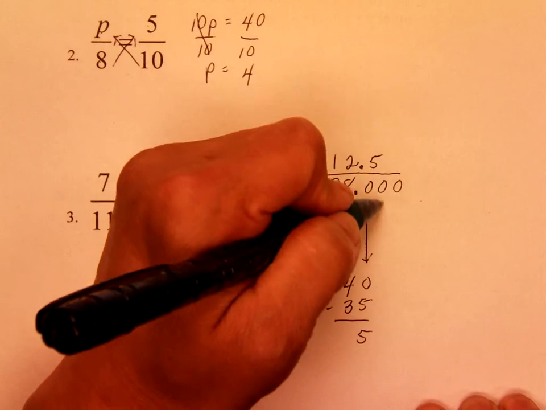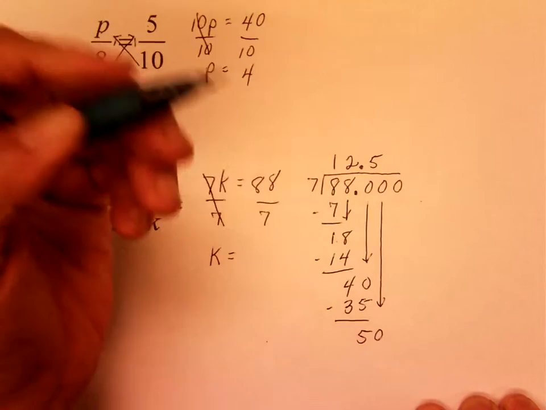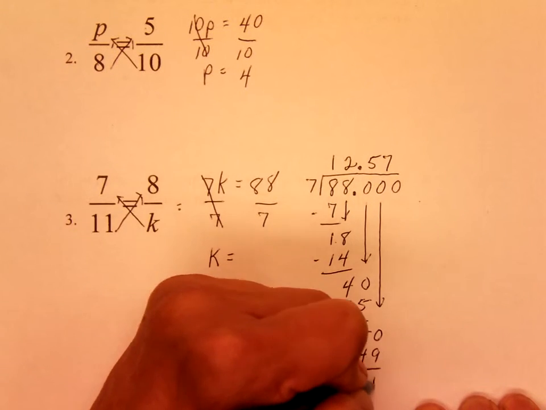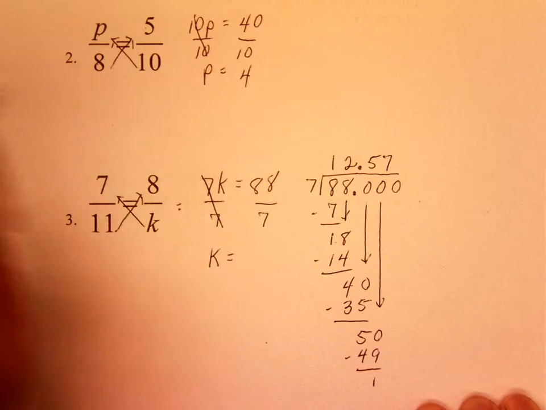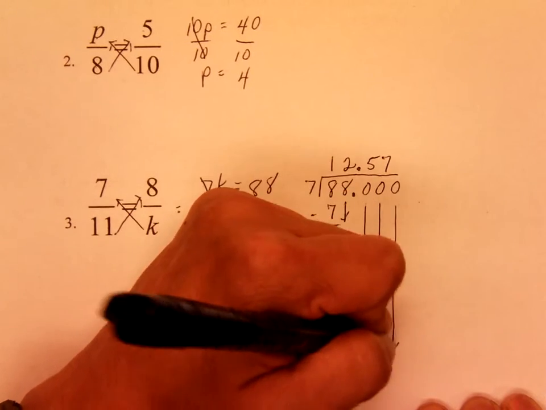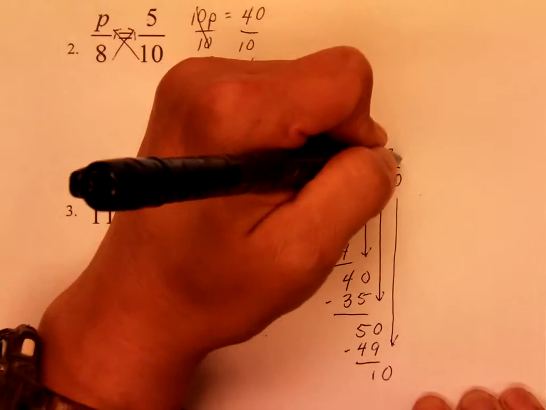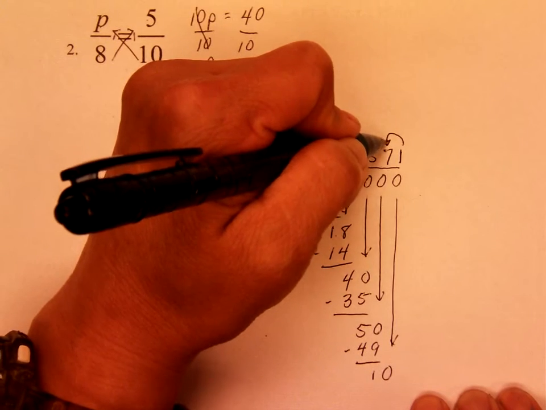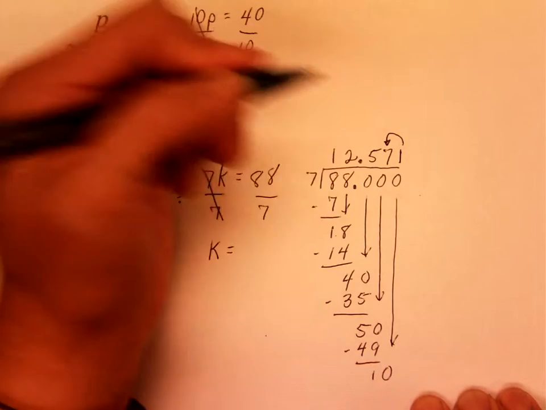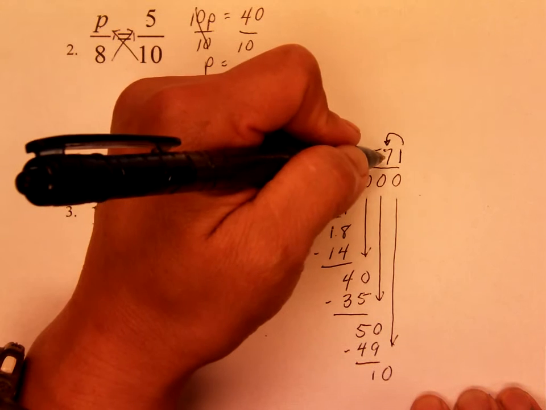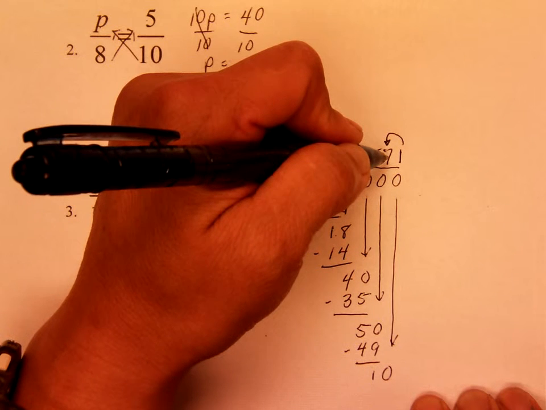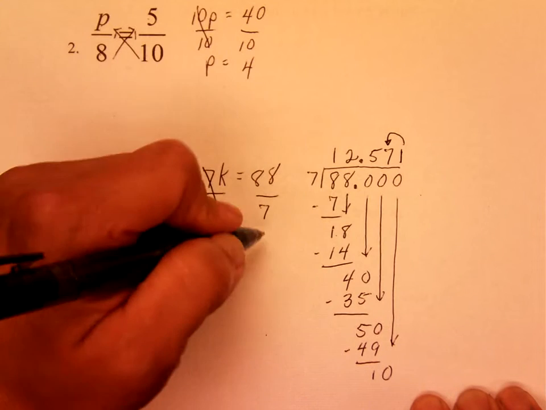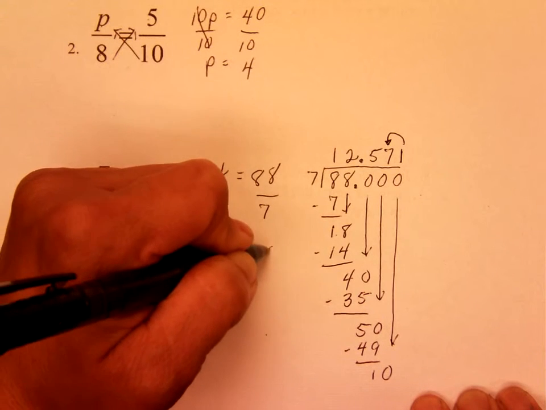Bring down the next 0. 7 goes into 50 7 times, which is 49. Subtract, and you get a 1. Bring down the last 0. 7 goes into 10 once. This 1 is going to tell this 7 to stay, because remember, 5 and up, the number goes up. 4 and lower, the number stays the same. So k is equal to 12.57.